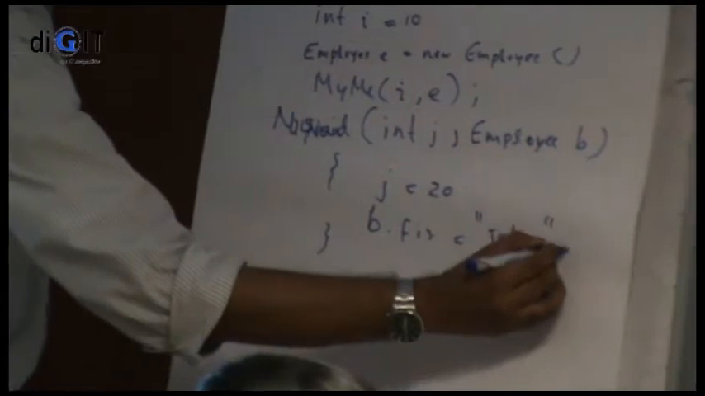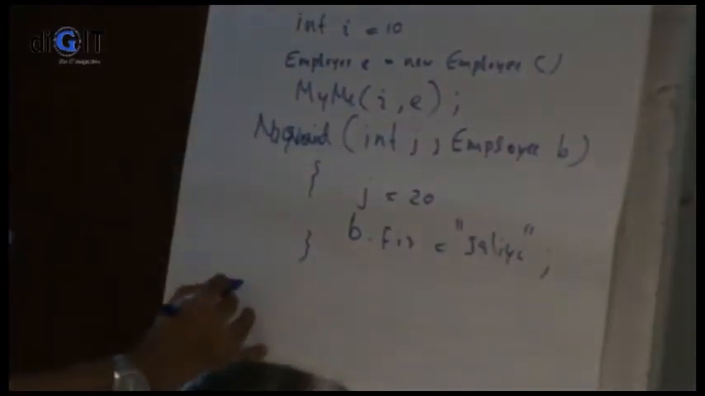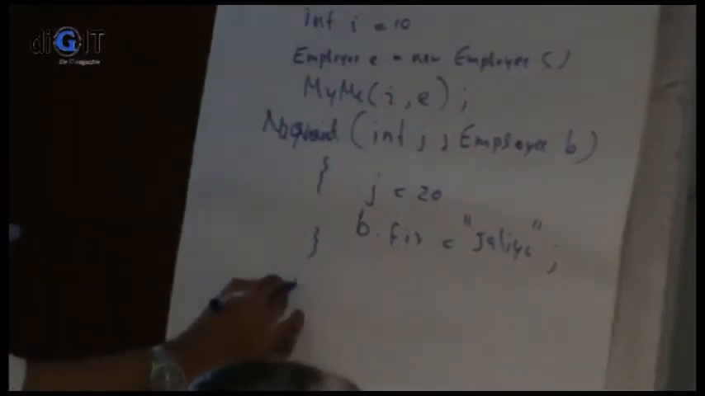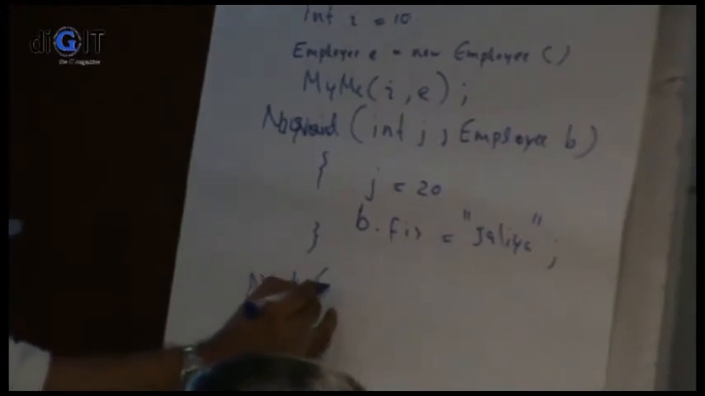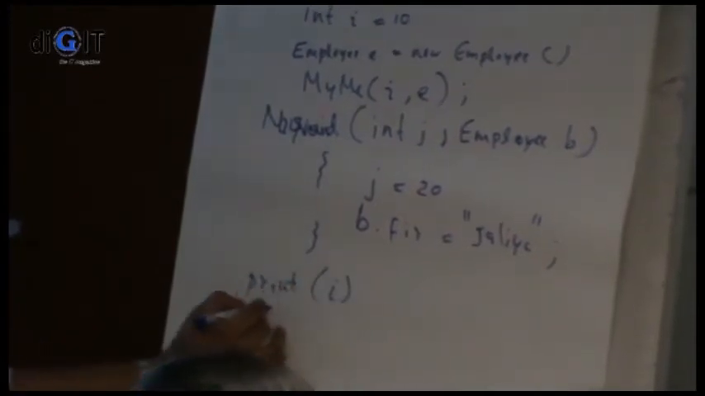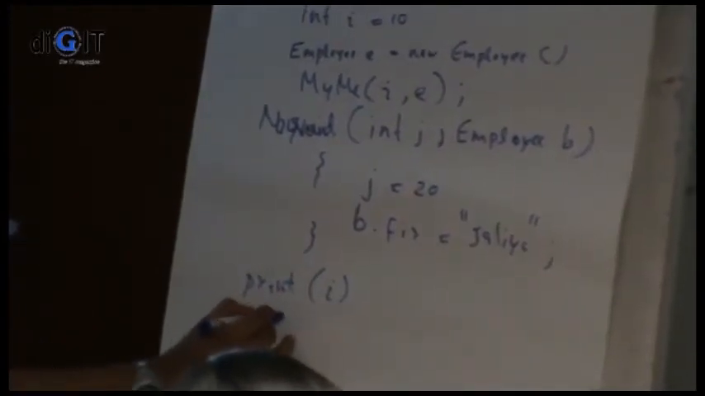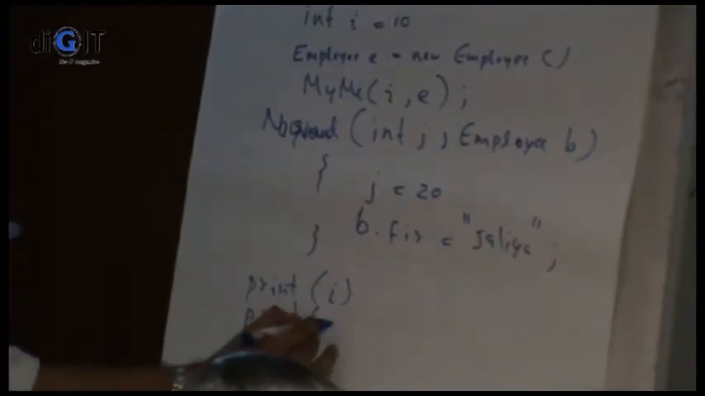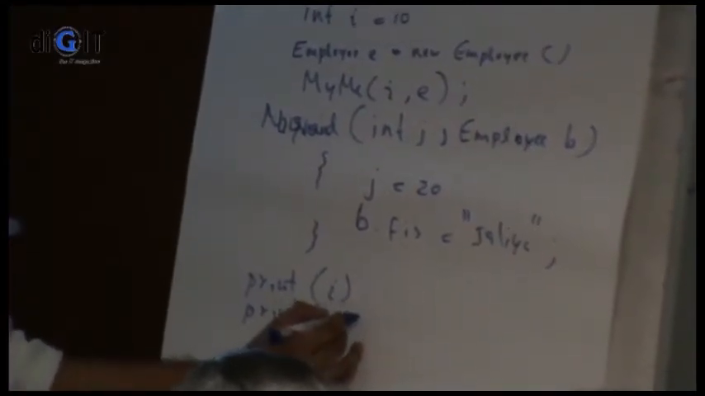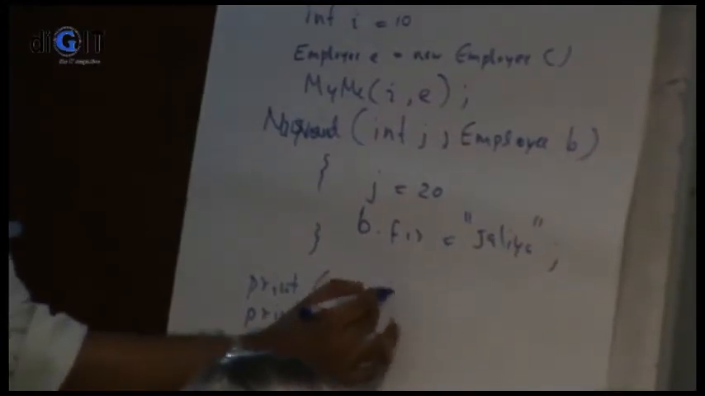Here I am printing the value of i and the value of e.first. What would be the results? It's not clear? I mean, you get the concept, right? So what is the value of i? 10. Okay, it will be 10.